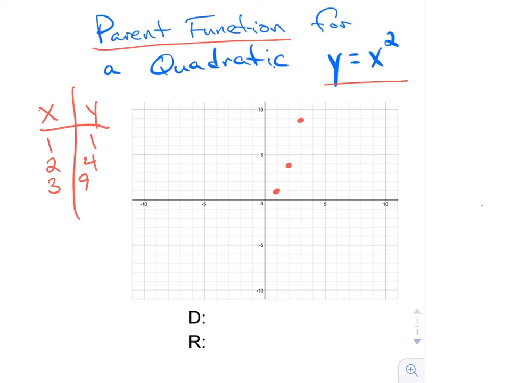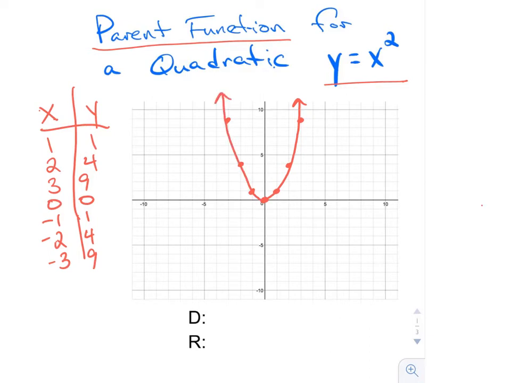So what's happening before that? Maybe if I plugged in 0, 0 squared is 0. And if I plugged in negative 1, negative 1 times negative 1 would be positive 1. Negative 2 squared would be 4, and negative 3 squared would be 9. So I end up getting a graph that looks like this. If we connect those points, it resembles a U-shaped graph, and a U-shaped graph is what we get anytime we graph a quadratic.